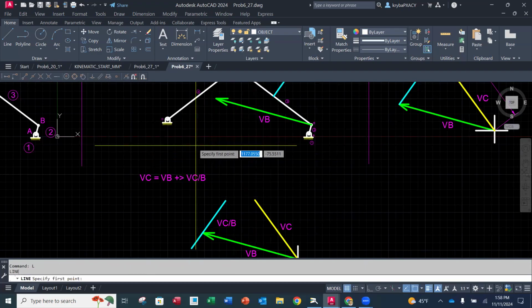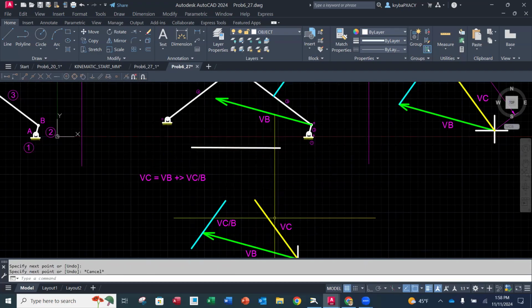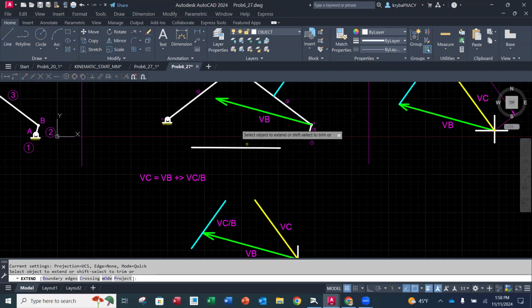So what I'm going to do is make a line out here, because when you extend lines, if there's nothing out there to extend to, it's not going to go. So I'm just going to put a random line out here that I can extend my C to and my C relative to B to. So I'm going to do the extend function up and up. I guess that might be far enough. And then I'm going to extend my next one.